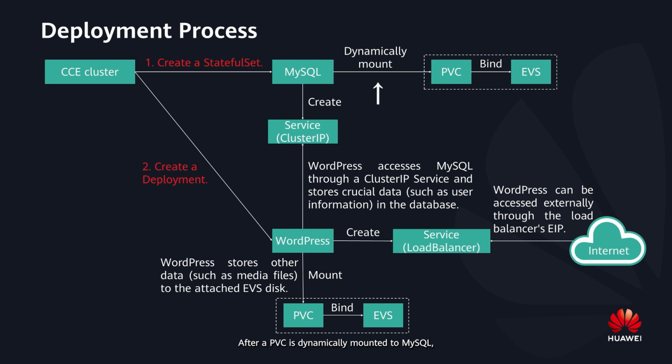After a PVC is dynamically mounted to MySQL, WordPress can persistently store website data in the EVS disk bound to the PVC. Deploying MySQL as a stateful set ensures that each MySQL pod has its own persistent storage, meaning each pod has a dedicated PVC. This ensures that data will not be lost due to pod rescheduling or restarts.